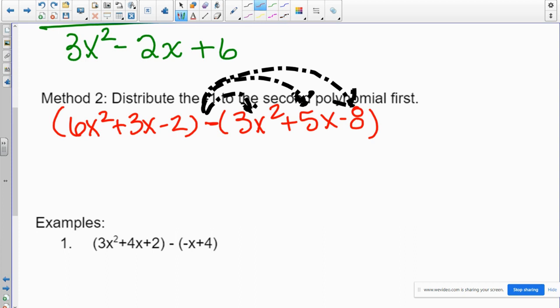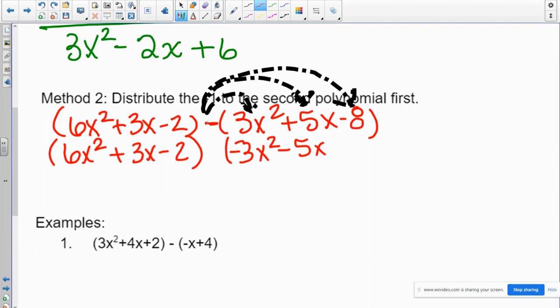So if I distribute that, I would have still 6x squared plus 3x minus 2, but now I have, in parentheses here, negative 3x squared, and then distribute the negative to the 5x would be negative 5x, distribute the negative to the negative 8, which makes positive 8, and now it becomes an addition problem. So it looks just like we learned with addition. You're just going to simply add here.